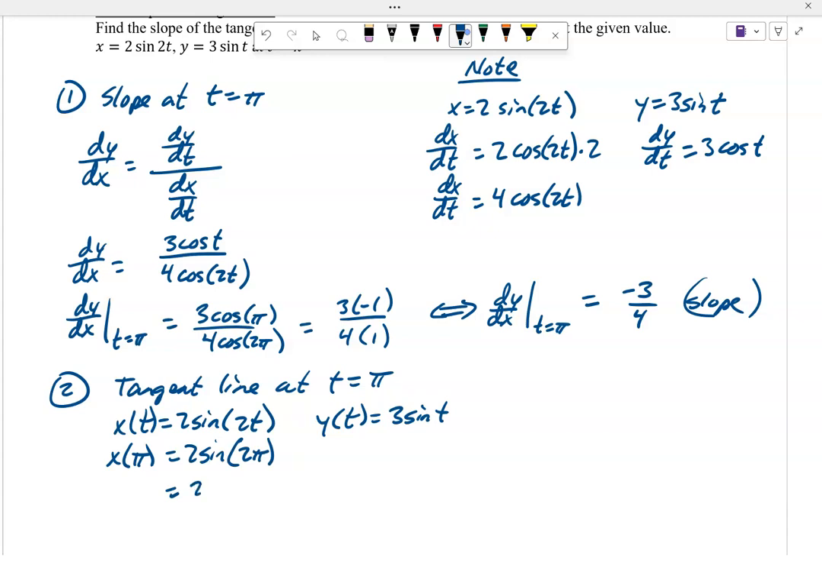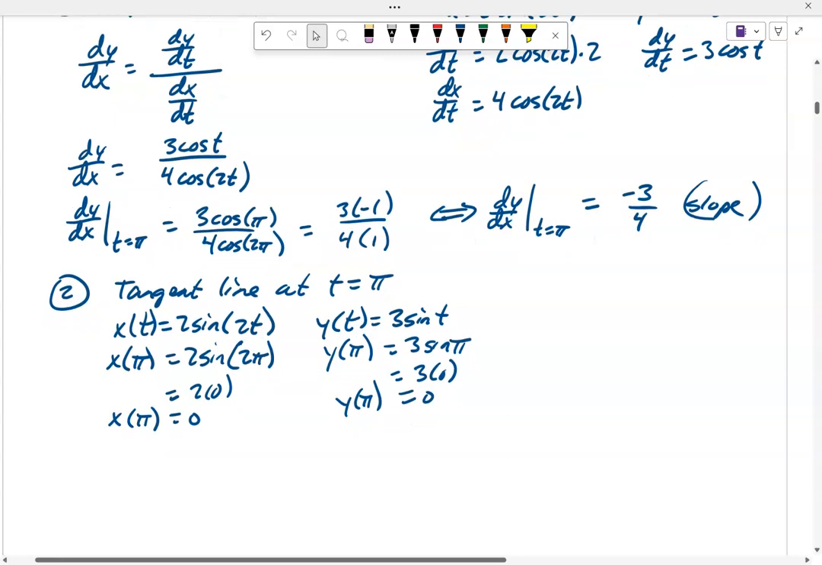We got sine of 2 pi is 0, so we got 0. So the x value of pi is 0. Let's find the y value of pi. Oops, that's sine of pi. We know the sine of pi is 0. So we get 0, y of pi is 0. So our point x, y is 0, 0. That's our x and y when t is pi.